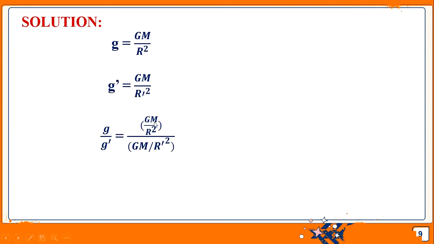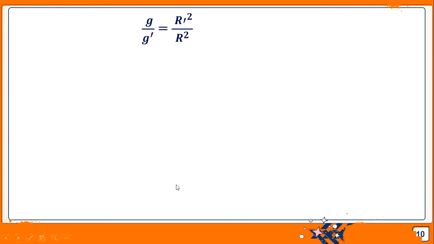So, GM by R squared by GM by R dash squared. Here our aim is to find out the R dash value. So, g dash is equal to GM by R dash squared. Now, in this division we have to write it in a multiplication term. So, GM by R squared into R dash squared by GM. Here GM and GM get cancelled.